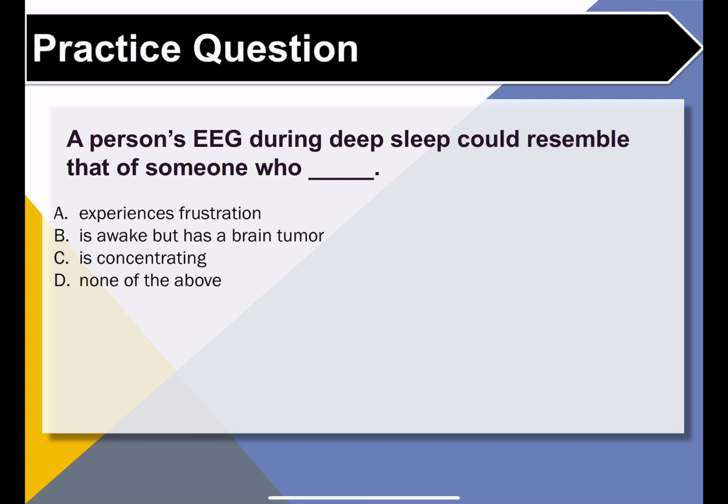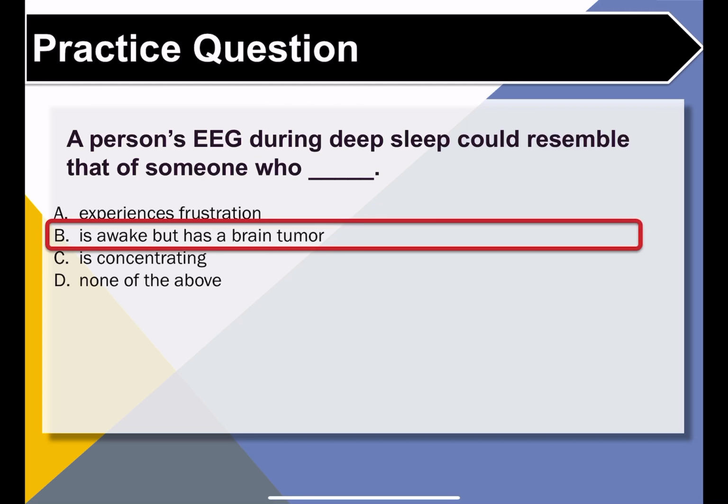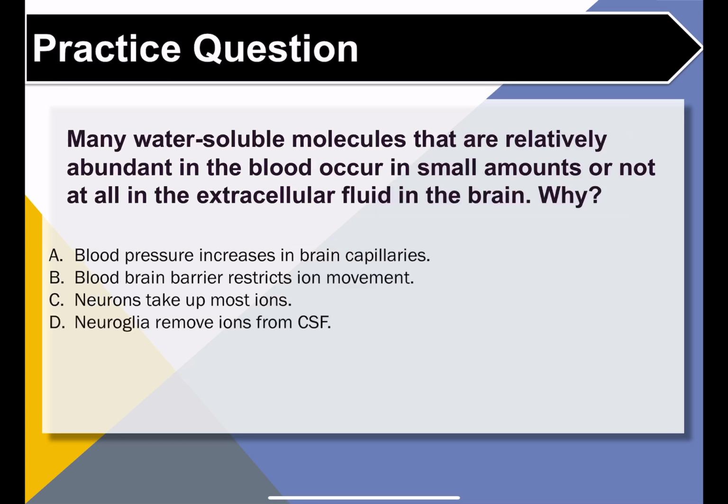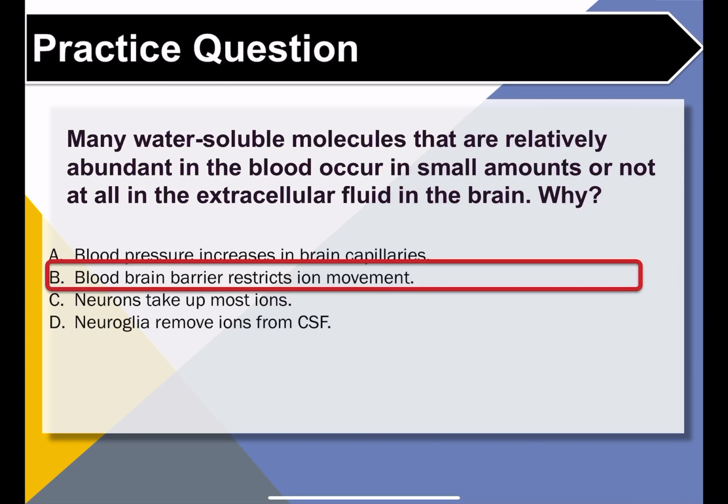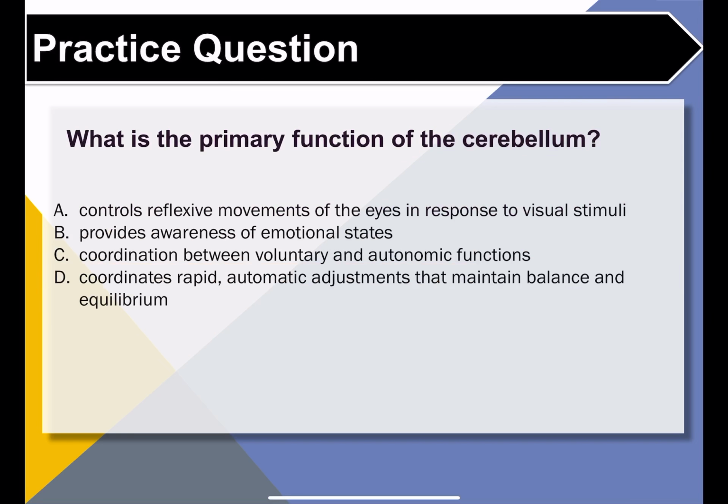A person's EEG during deep sleep will resemble that of someone who is awake but has a brain tumor. So in adult deep sleep, you would have delta waves, okay? But it also is the same as a person who is awake with a brain tumor. Many water-soluble molecules that are relatively abundant in blood occur in small amounts or not at all in extracellular fluid in the brain. Why? The blood-brain barrier restricts ion movement. That's the whole point of the blood-brain barrier.